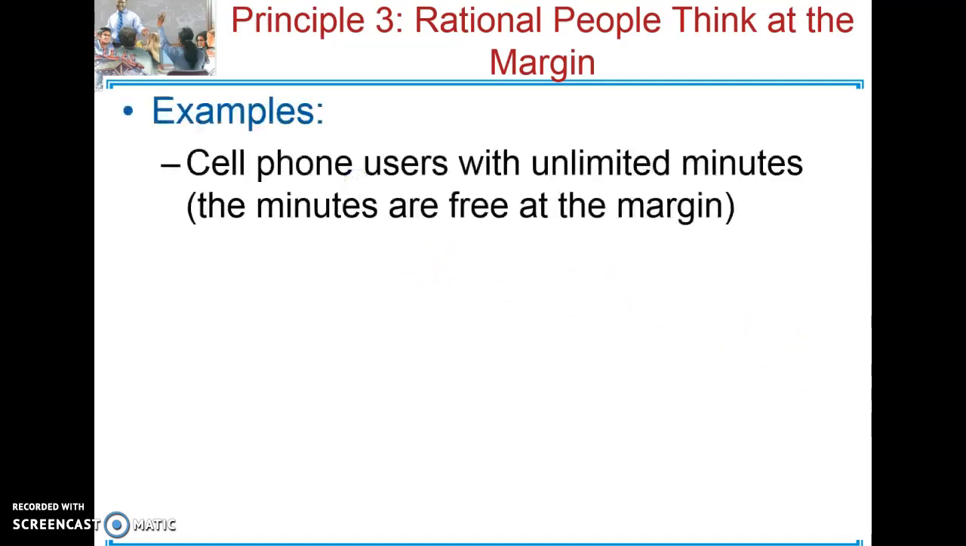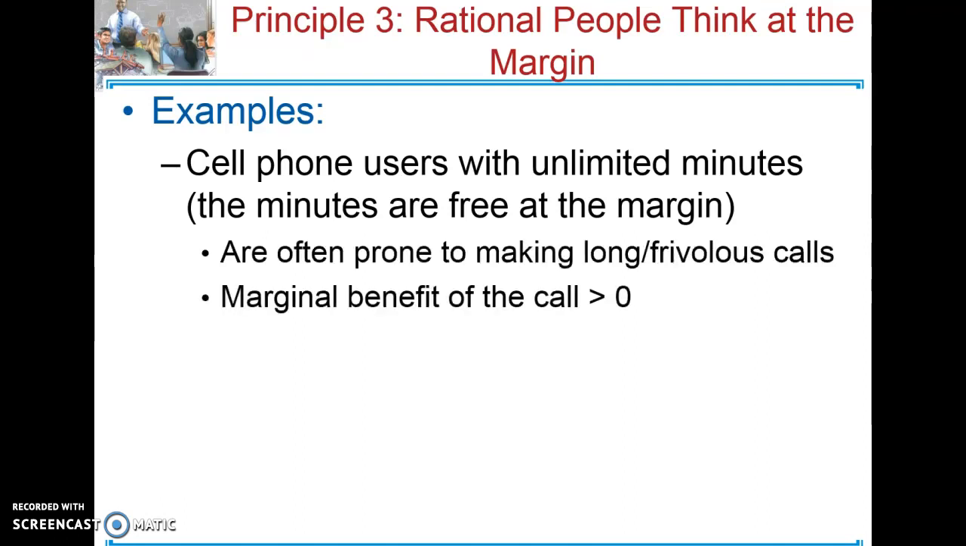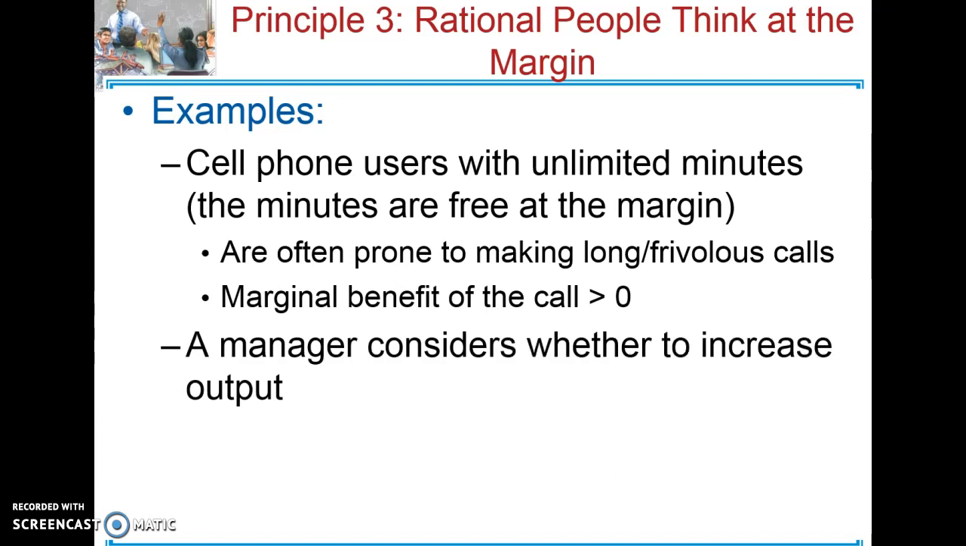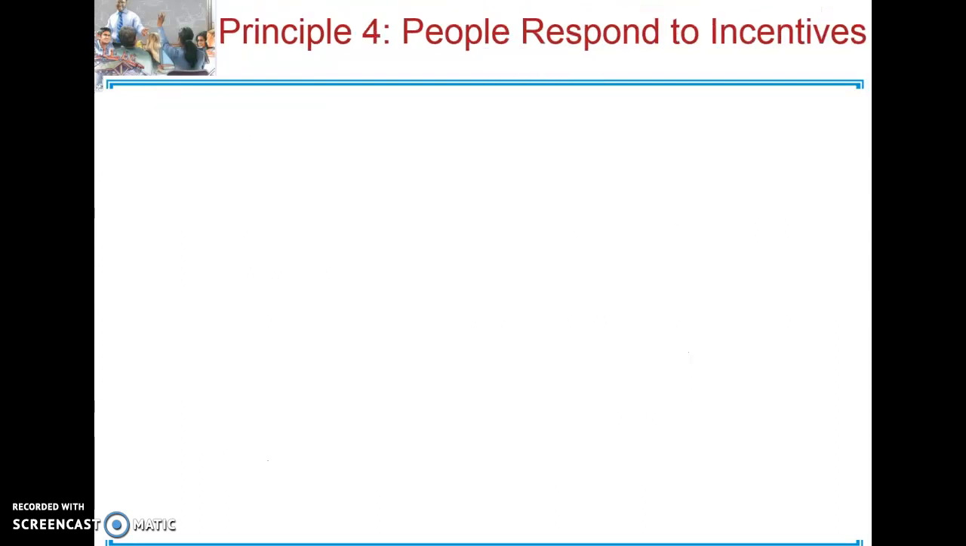So examples: cell phone users with unlimited minutes are going to be prone to making long, frivolous phone calls. A manager considers whether to increase their output. They're going to compare the cost of the needed labor and materials to the extra revenue they're going to get from increasing their output.